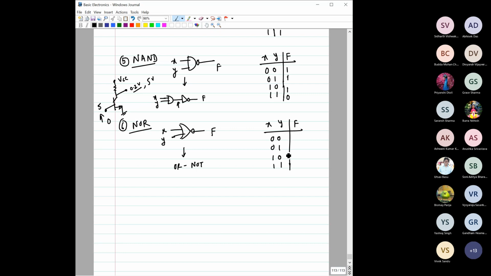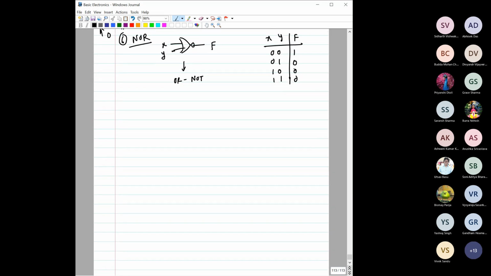So for OR gate, if any input is 1, the output would be 1, right? Now after that we have a NOT gate. So for all these three cases, where the output used to be 1 for OR gate, now the output would be 0 0 0. And for this 1 0 0 case, where the output used to be 0 for OR gate, now the output would be 1. Is this clear to you? Okay. Yes, sir.